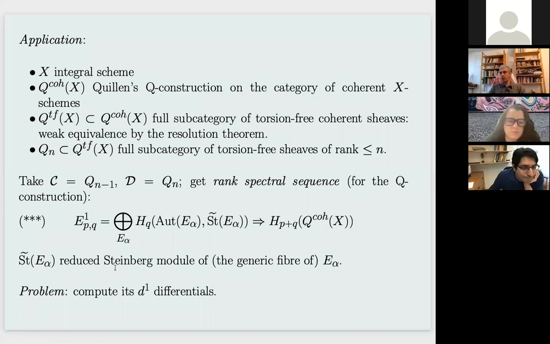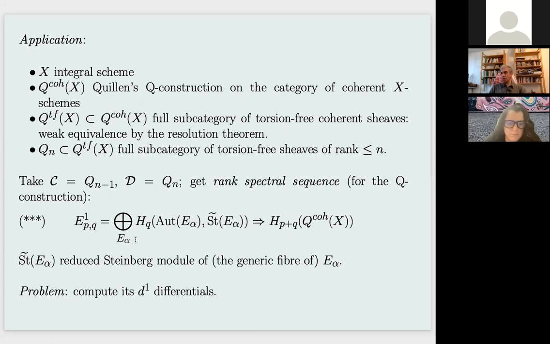The reduced Steinberg module, I will explain it later, but let's say that when the rank is at least 3, it's the same as the Steinberg module. And when the rank is 2, then it's a little different. And for 0 and 1, it's just Z.